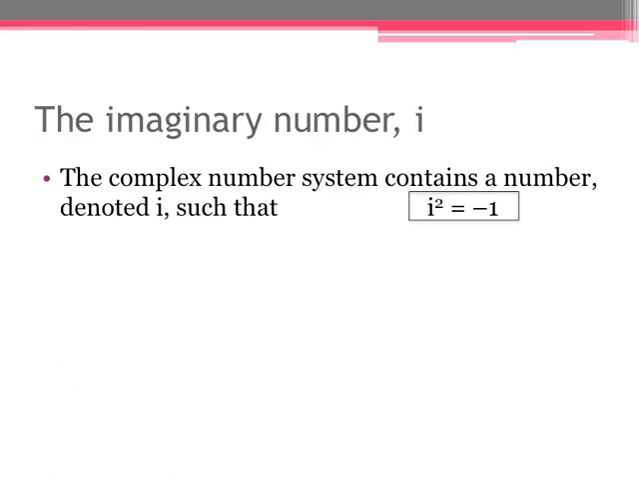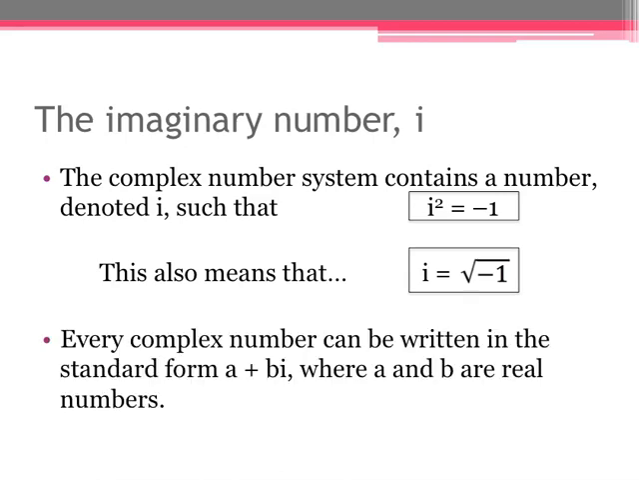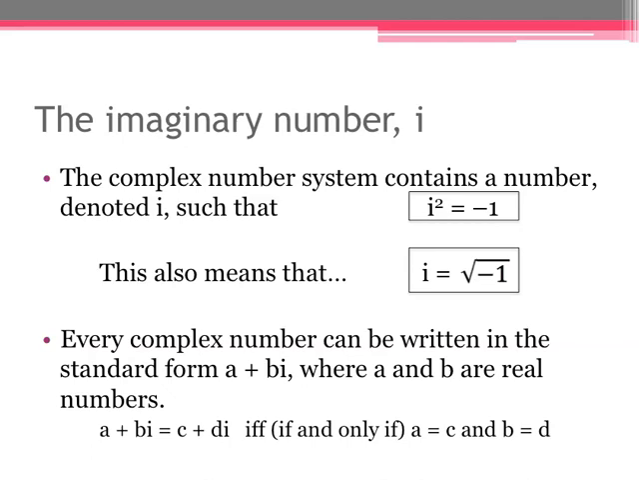The complex number system contains a number that's denoted as i, such that i squared is equal to -1. Another way to put this is i is equal to the square root of -1. Now every complex number can be written in standard form a plus bi, where a and b are real numbers. So a plus bi is equal to c plus di if and only if a is equal to c and b is equal to d. Because all real numbers are complex numbers, you can still write them in this form a plus bi. It would just be that b would be equal to 0 if there is no imaginary part.